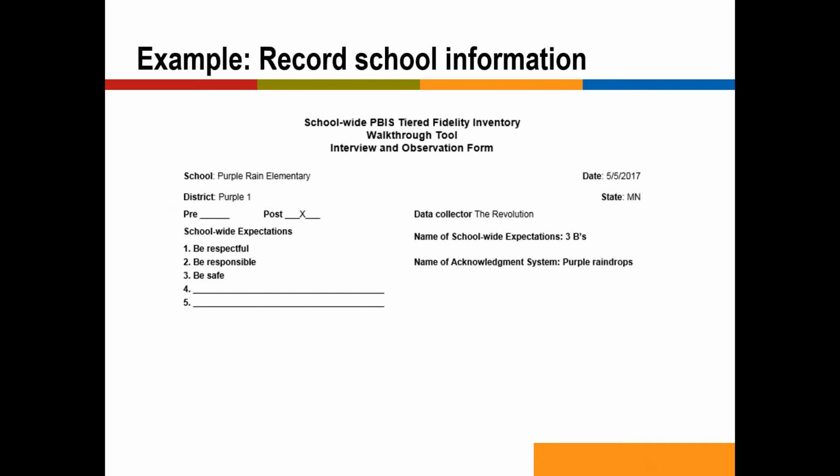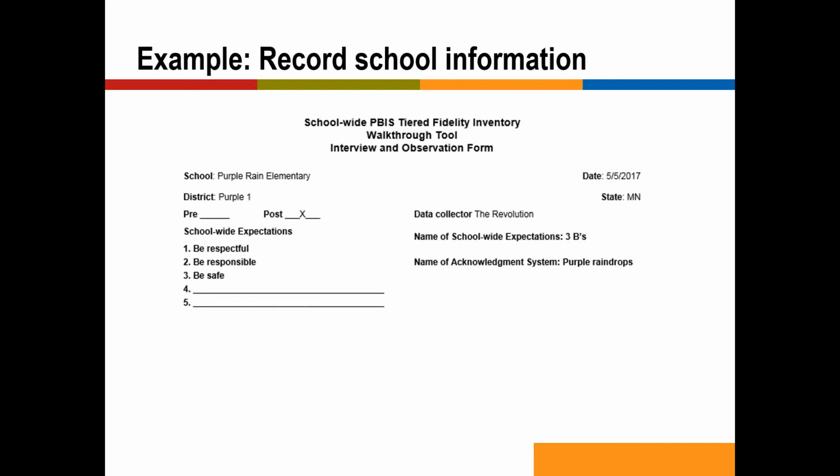Next, we're going to go through how to score and record information for the school on the TFI walkthrough tool. This is the top of the walkthrough form, and you can see that our evaluator recorded the school name, which is Purple Rain Elementary, the district, date, the state, their name, which is the Revolution. They also included the name of the school-wide expectations, which are the 3 B's, and the name of the acknowledgement system, which are Purple Raindrops.